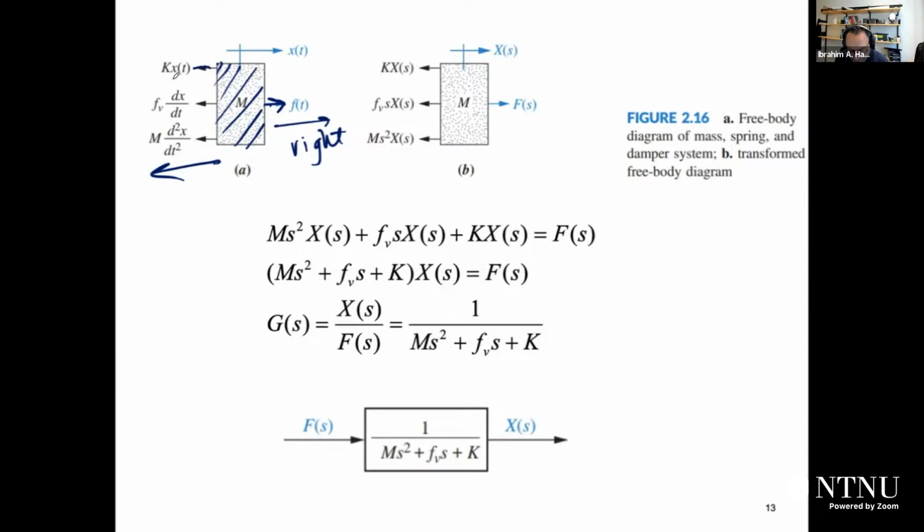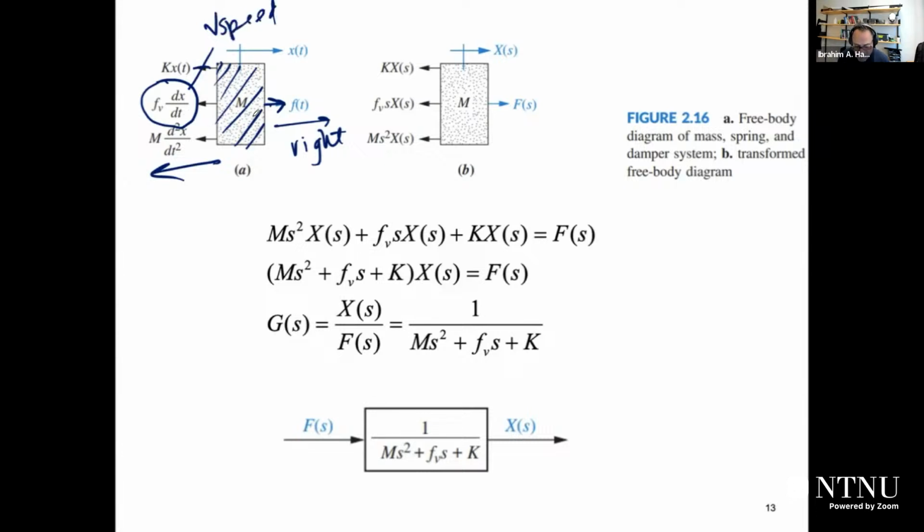We also have the damper. The damper will generate a force proportional to the speed, so it will generate a force equal to Fv multiplied by the speed. If the distance is x, the speed will be dx by dt. So this force will be Fv multiplied by dx by dt. dx by dt is the speed, which we call v.